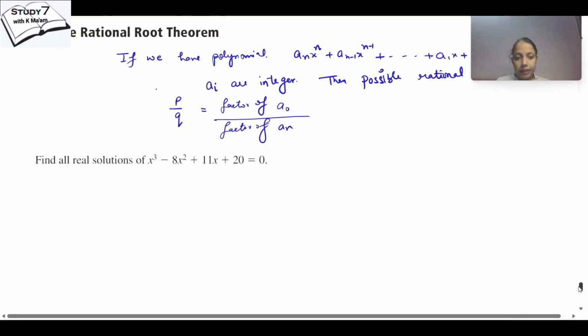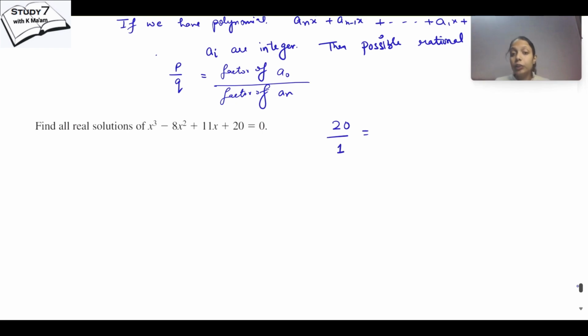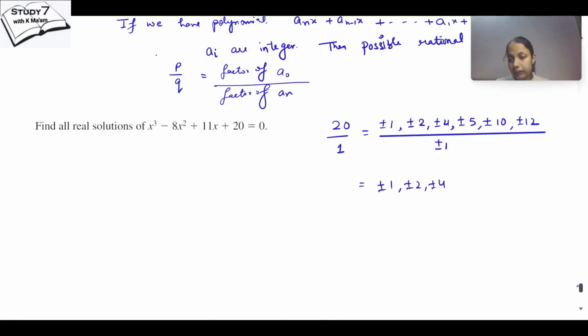Okay, let's solve this question. It says find all the solutions for this. First, I will try to use the same thing, the rational root theorem, p over q. It's 20 over 1. Factors of 20 are plus minus 1, plus minus 2, plus minus 4, plus minus 5, plus minus 10, and plus minus 20 over. What are the factors of 1? Plus minus 1. The total factors will remain the same.